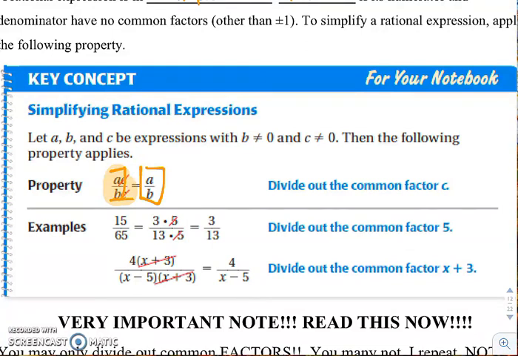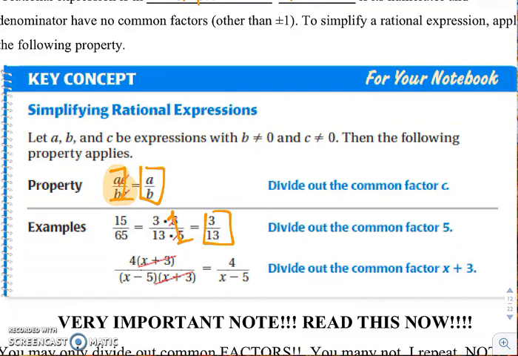In the example below, 15 over 65, they factored that into the prime factors of 15 and 65. So 15 would be 3 times 5, and 65 is 13 times 5. Since both of those numbers include that common factor of 5, they cancel out because that's really 1, and you're just left with 3 over 13.